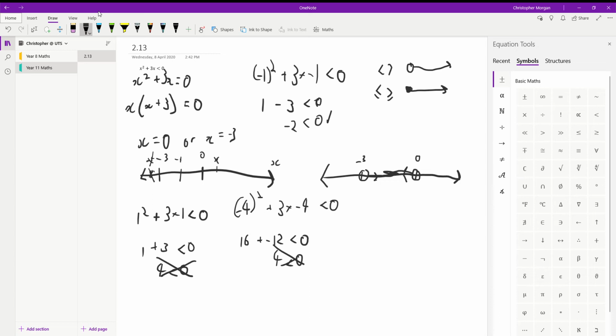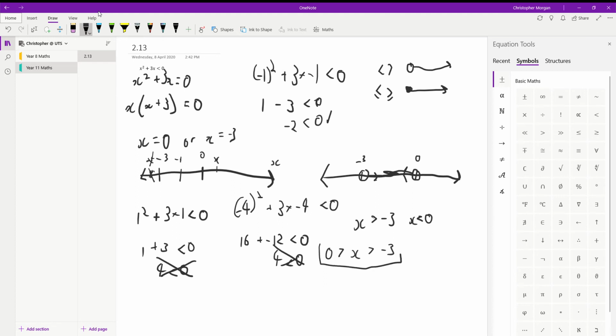Now, in order to write that properly, we say that x is greater than negative 3 and x is less than 0. You can write this as a continuous statement where you say 0 is greater than x, which is greater than negative 3. Alright, there's our solution to that problem.